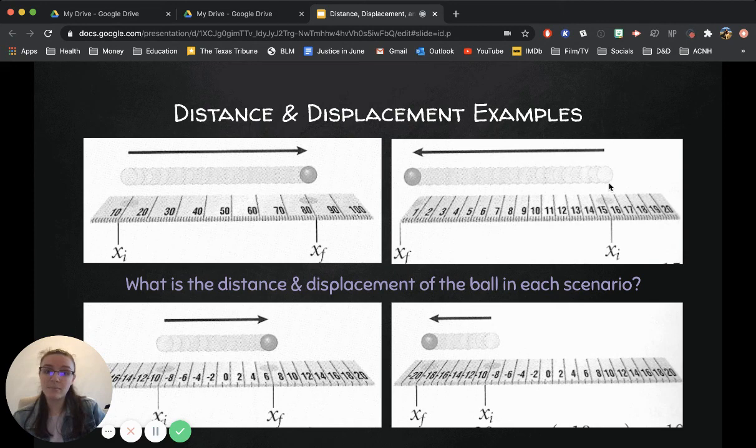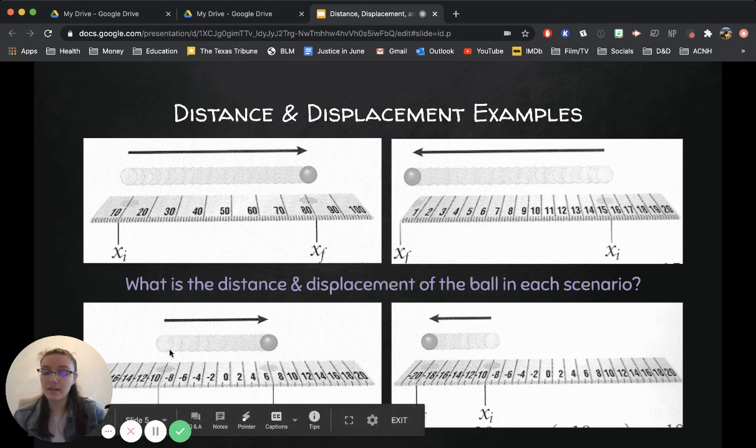This second example in the top right, I'm starting at 15 centimeters and ending at 0. So my final minus my initial is going to be negative 15. For distance, I just moved 15 centimeters, but my displacement, I moved 15 centimeters to the left.